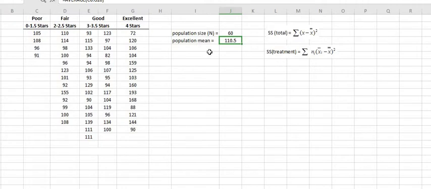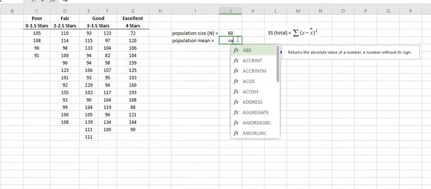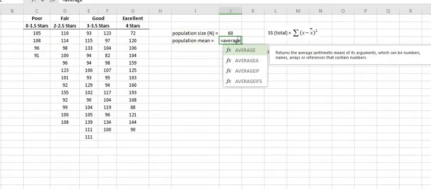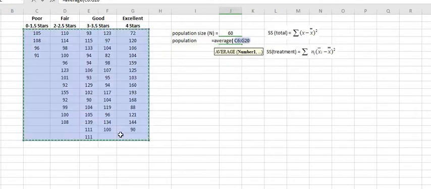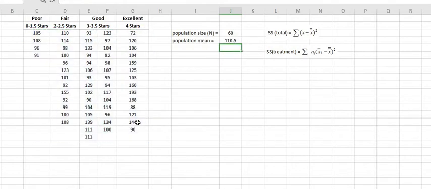We have that 60. That is our population size, the total number of our samples, that is 60. And then the population mean, we will take the mean of our population, so that is equivalent to, if we take the mean, we use average. Okay, so average of our population. We have this one. Enter. So that is 110.5.